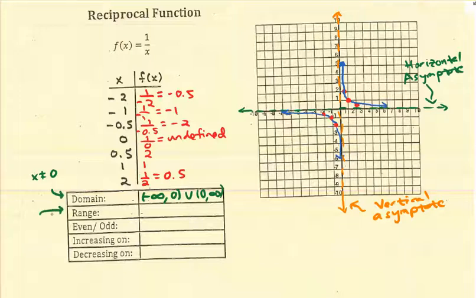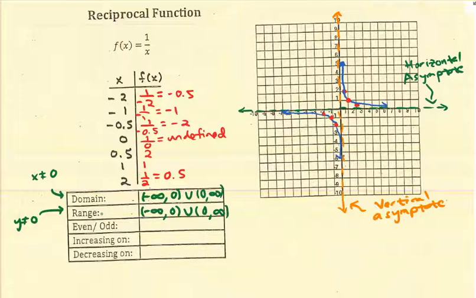Now for the range, it's a very similar thing. There's one y value that's not being used, and that y value is 0. So for the range, we'll say y cannot equal 0, and the interval notation looks exactly like the interval notation for the domain. All right, the only difference is the interval notation in row 2 is corresponding to the y values, since we're talking about the range.